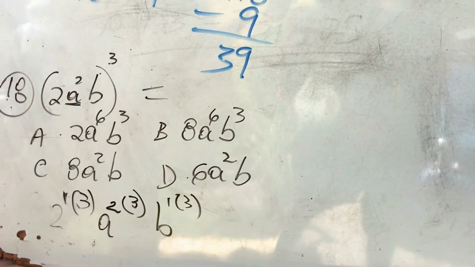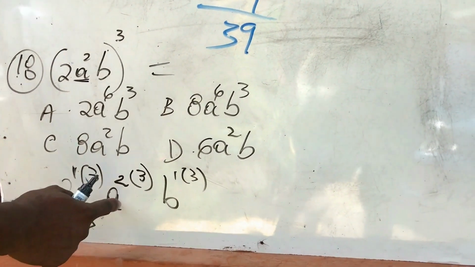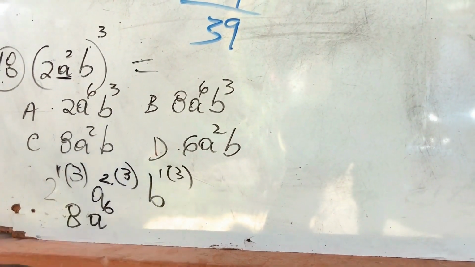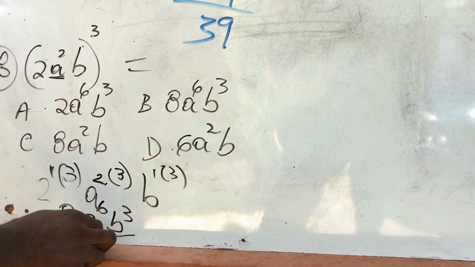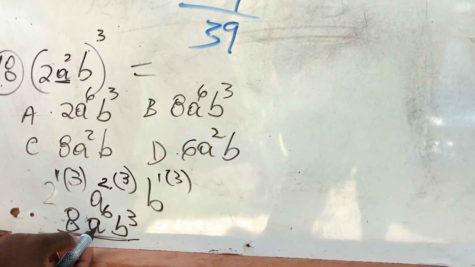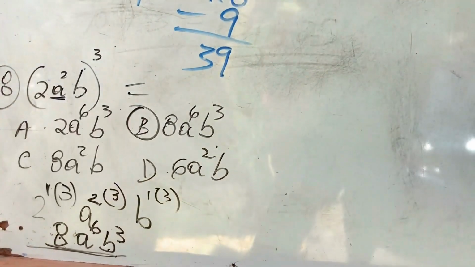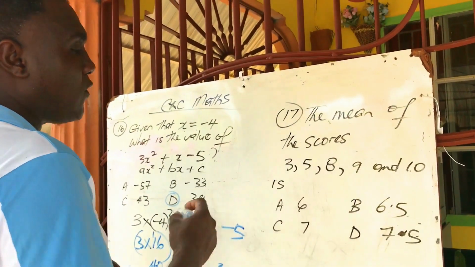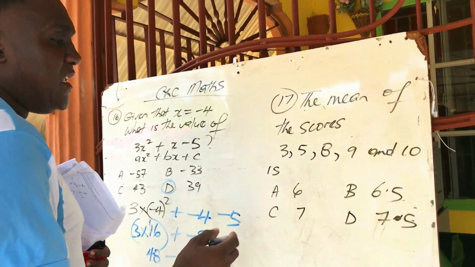2 to the power of 3 means 2 times itself 3 times, which clearly gives us 8. A squared, 2 times 3 is 6, so we have a to the power of 6. 1 times 3 is 3, b to the power of 3. So what we actually get is 8a to the power of 6 b cubed. Immediately you glance up here and you see that it is B. Your answer is B.